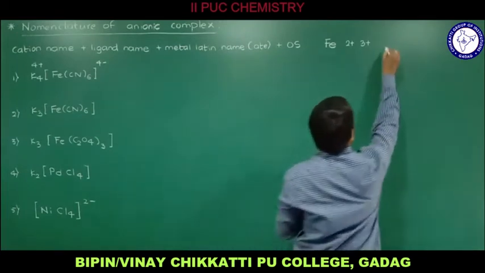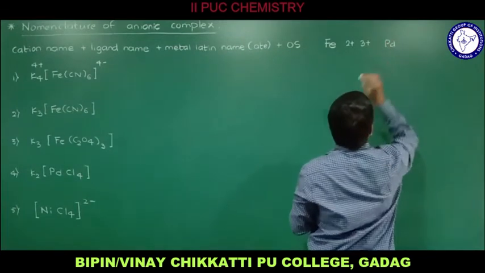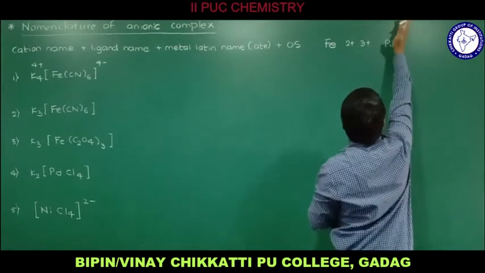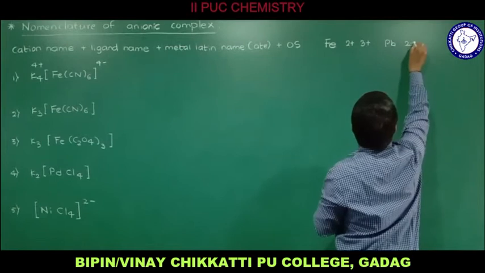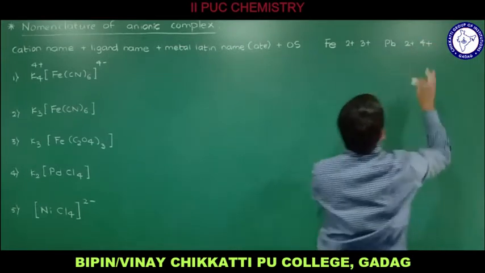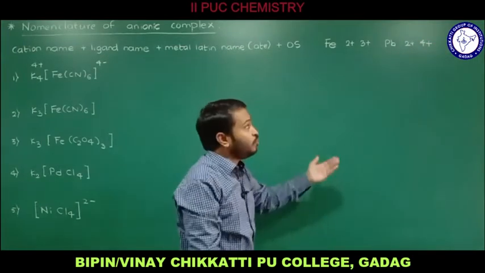And lead, if you consider lead. So what is that lead? Lead, Pb we write. Okay, and Pb is the lead. And for lead we have two different valencies: 2 plus and 4 plus. Lead has two different valencies, 2 plus and 4 plus.